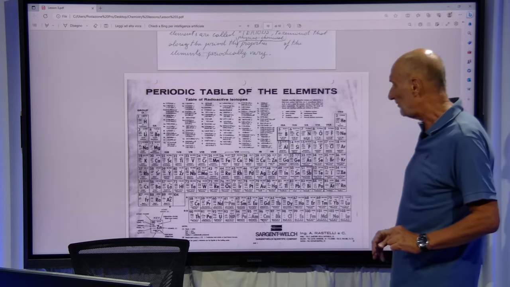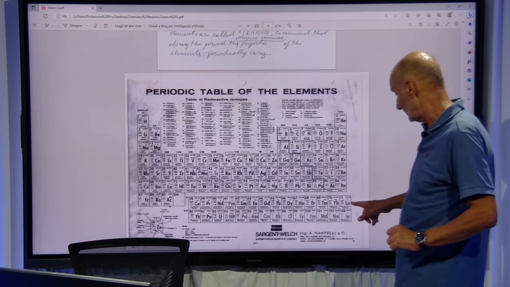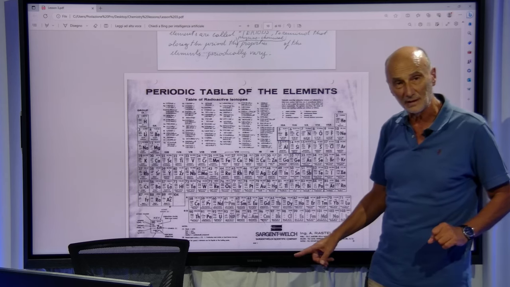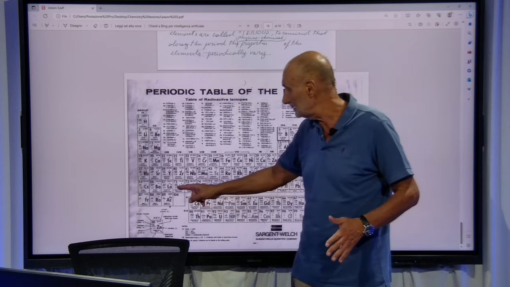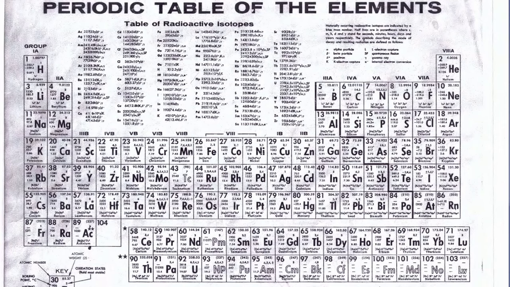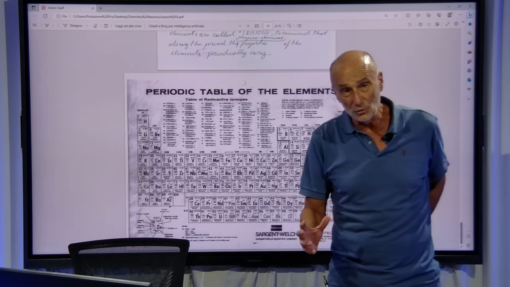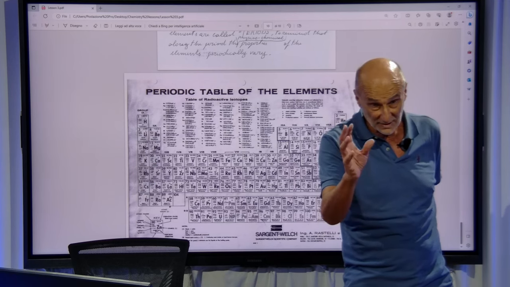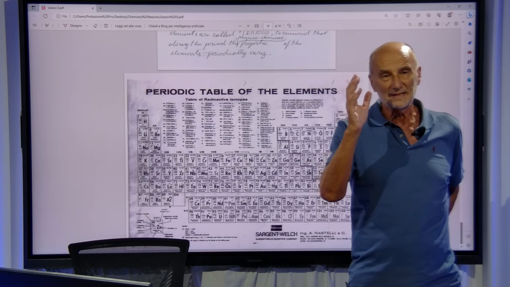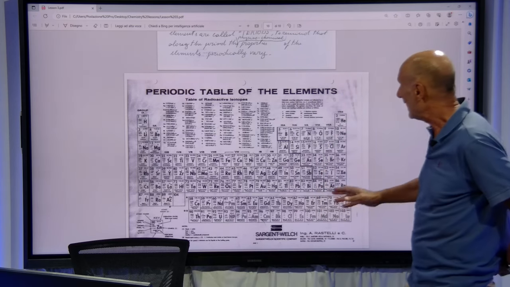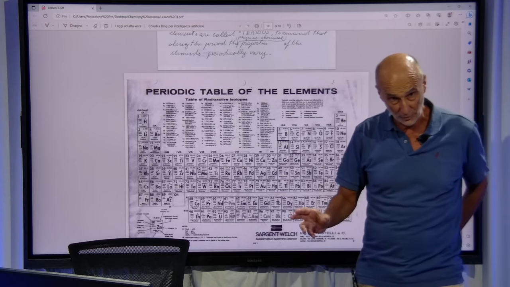Okay? Finally, when we have completely filled the 4f orbital, further electrons are located in the 5d orbital. And we have hafnium, tantalum, tungsten, rhenium, osmium, iridium, platinum, gold, mercury, thallium, lead, bismuth, polonium, astatine, and radon. And always, in this way, the rule is kept that elements with similar electronic structure and similar chemical and physical properties are written in the same column.